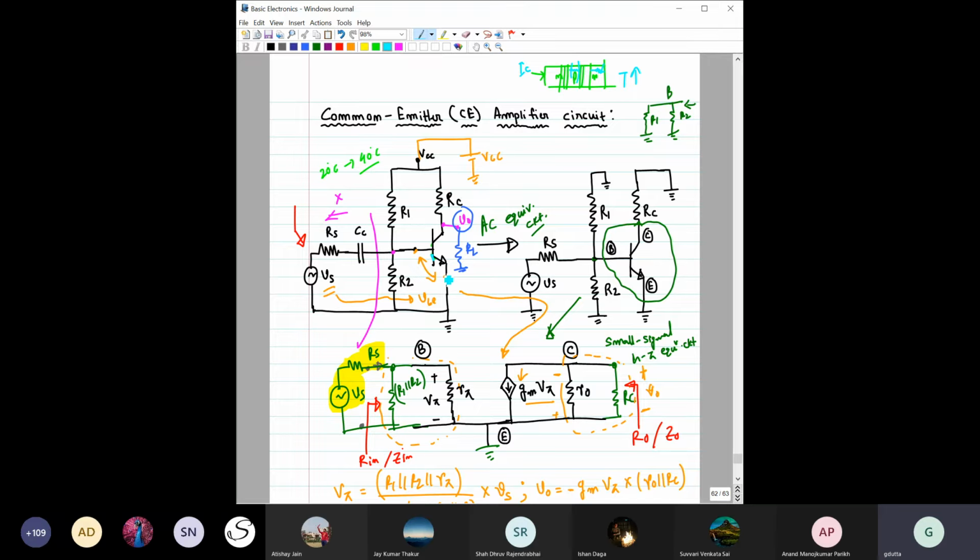Positive feedback loop means the current is continuously increasing, right? Because of this, at one point of time the current will be so large that every transistor has its power rating, like a diode. So if you cross that power rating, the transistor might burn, right?